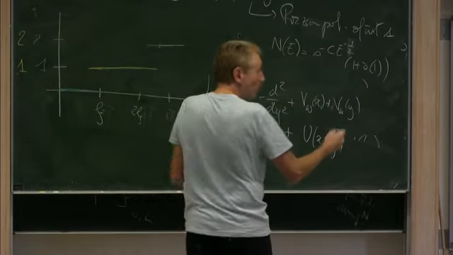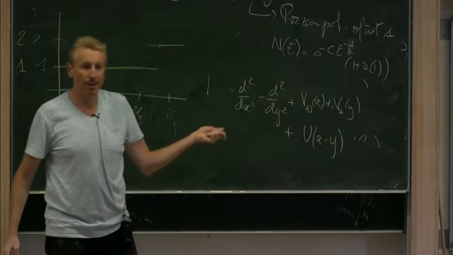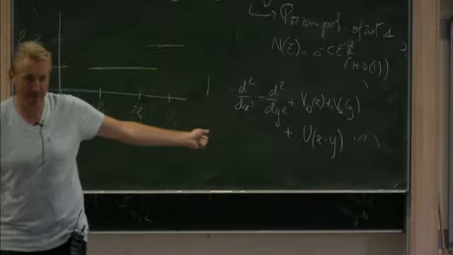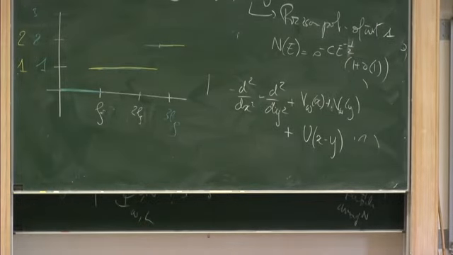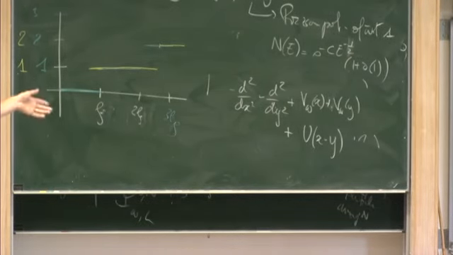You have your interaction, and you look at the true ground state of this one. And the ground state of this one does not factorize. Right? This is entangled at this level.